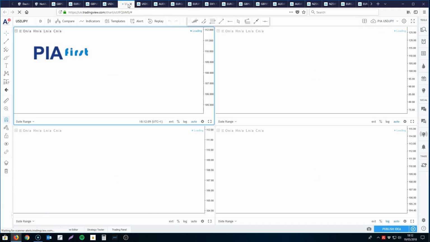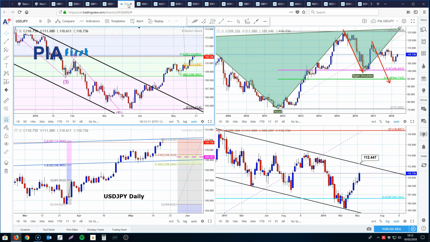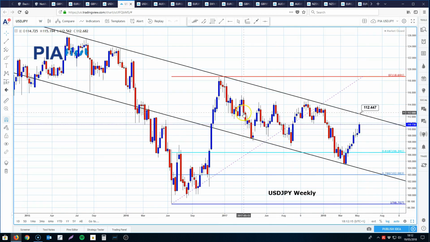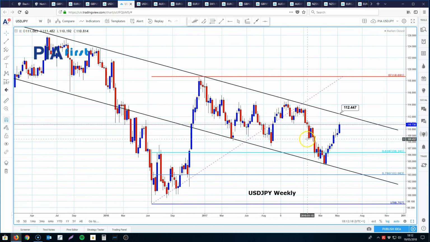Dollar yen, and this was the one that we were talking about, stalled at a 261.8% extension. Let's just go to the weekly chart first. We're in a corrective formation, so this does have an eventual bias to break to the upside.